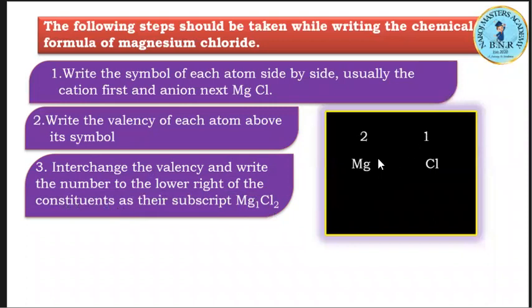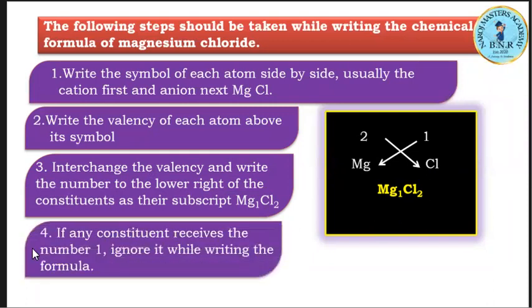Mg, write this 1 here and 2 here, Cl2. So the chemical formula of magnesium chloride is MgCl2. Whenever you get a subscript of 1, no need to write that 1. If any constituent receives the number 1, ignore it while writing the formula. Simply write MgCl2. What is the chemical formula of magnesium chloride? MgCl2. Okay.